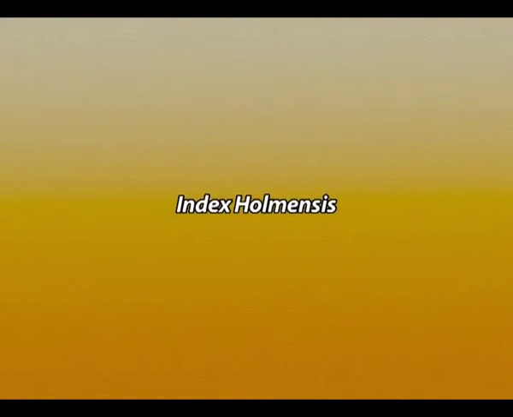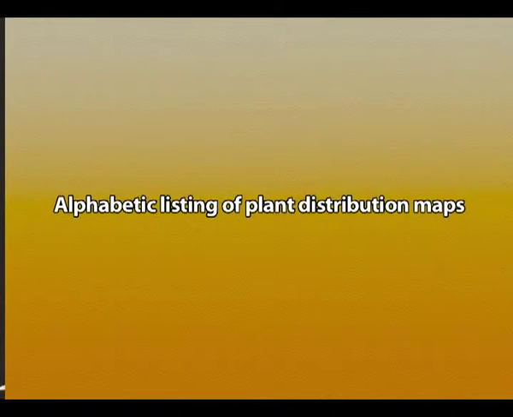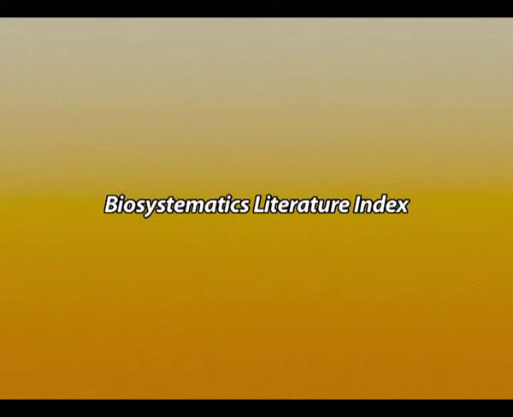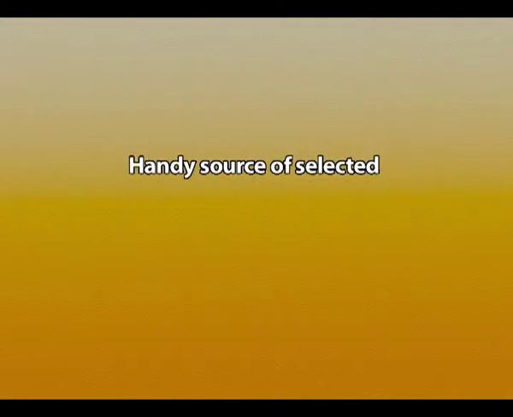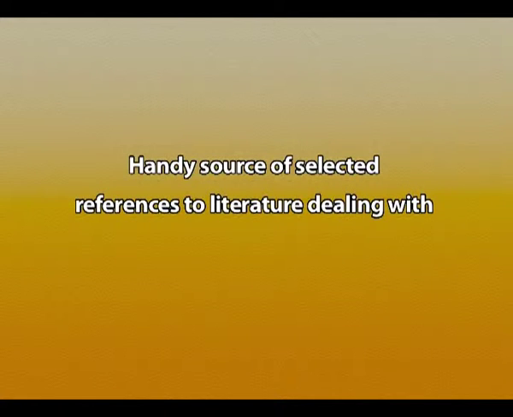Another bibliographic aid is Index Holmensis. It is an alphabetic listing of plant distribution maps. That means it is concerned with the phytogeography. It was edited by Tralau and commenced its publication in the year 1969. This is followed by one more bibliographic aid, what we call Biosystematic Literature Index. It was published from the year 1945 to 1964 by 2 authors by the name of Solbrig and Gadella. It is a handy source of selected references to literature that deals with biosystematics.